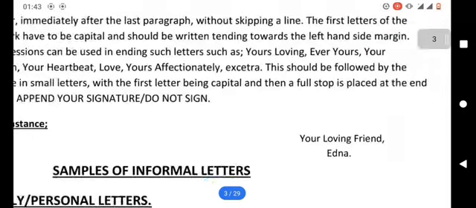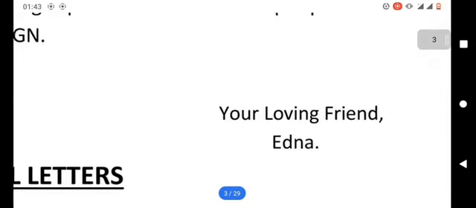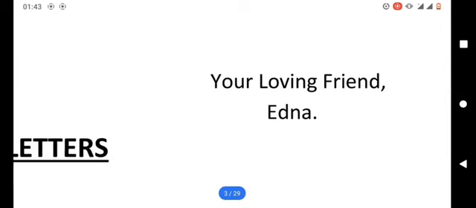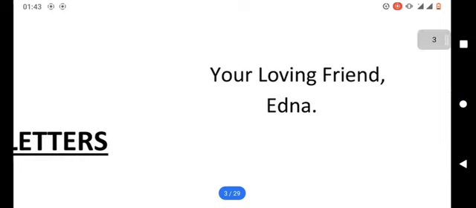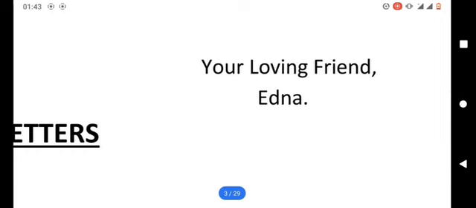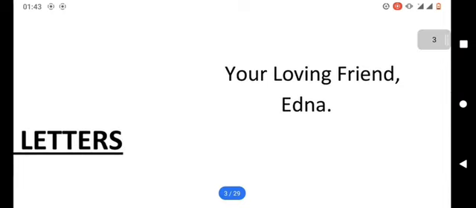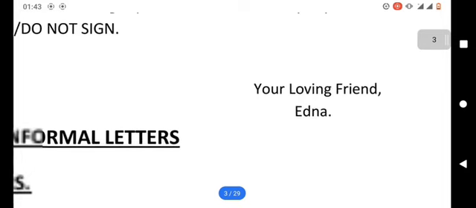Let me show you an example here. The only thing you have to do is begin with capital letters on each word in the closing remark: Your loving friend, capital Y on Your, capital L on Loving, capital F on Friend. Then you write one name. You begin with a capital letter, then the others small, then you put a full stop. That is a sample of the structure of an informal letter.